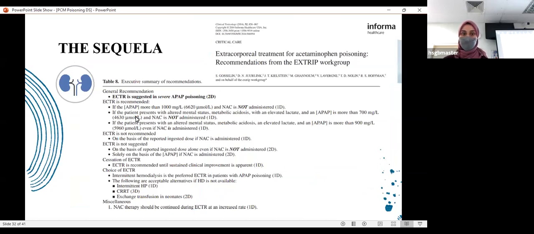So when do you consider dialysis? If the APAP level is more than 1 gram per liter and NAC is not administered. If the patient presents with altered mental status, metabolic acidosis, elevated lactate, and the PCM level is more than 700 milligrams per liter, and NAC is not administered. Or if the patient presents with altered mental status, metabolic acidosis, elevated lactate, and an APAP level is more than 900 milligrams per liter, even if NAC is administered.